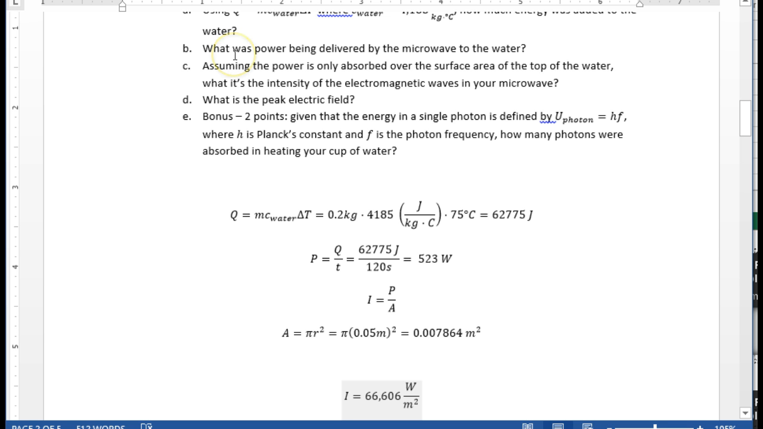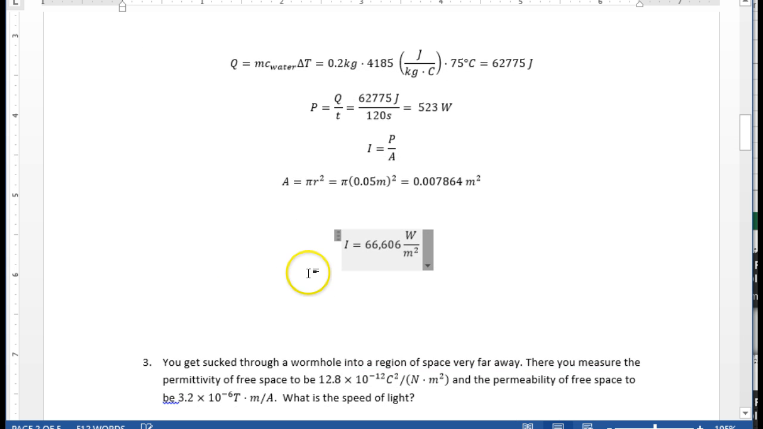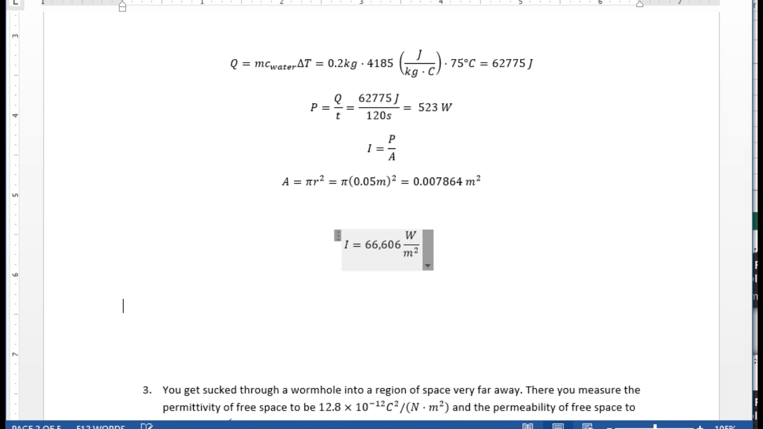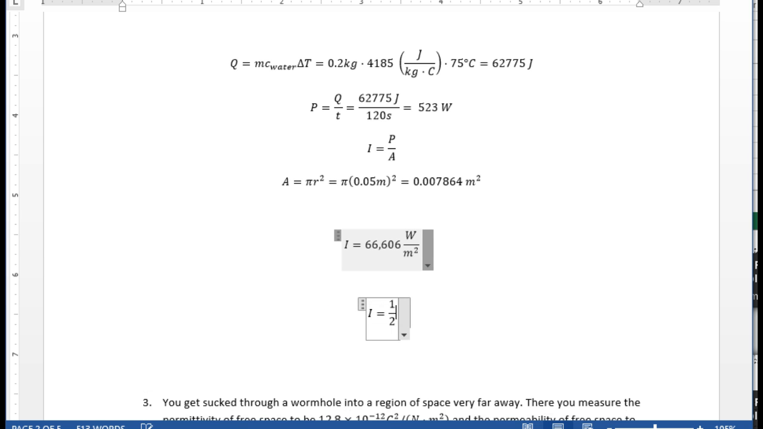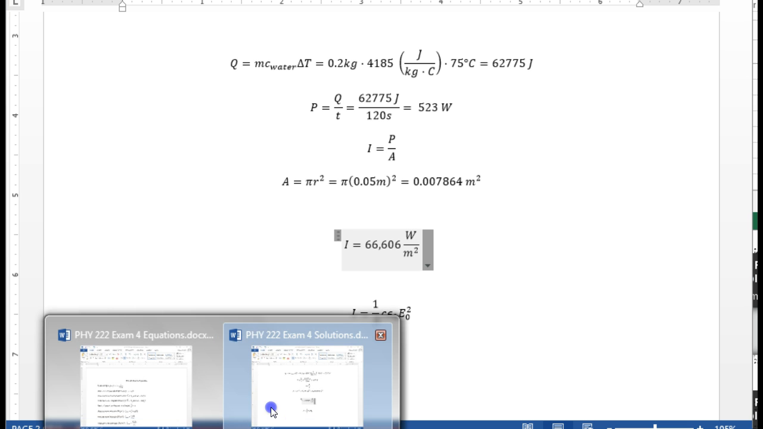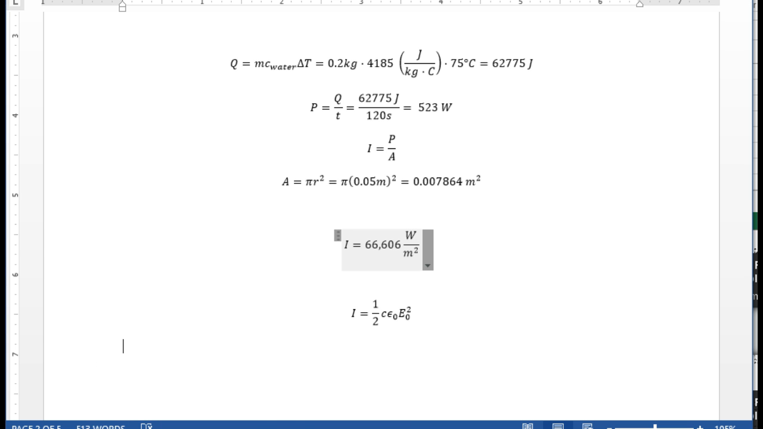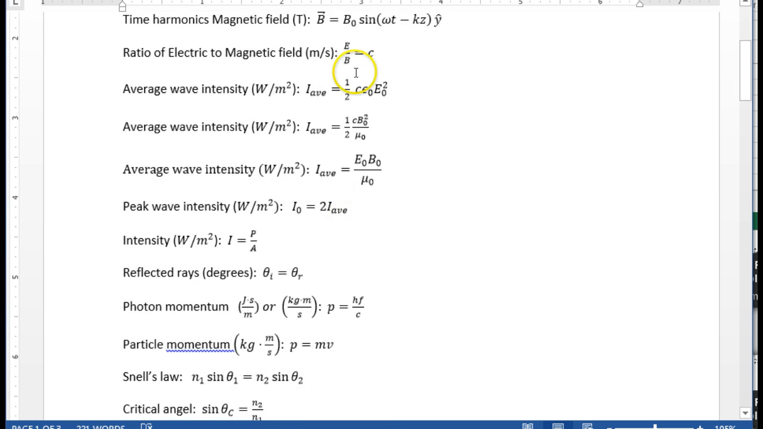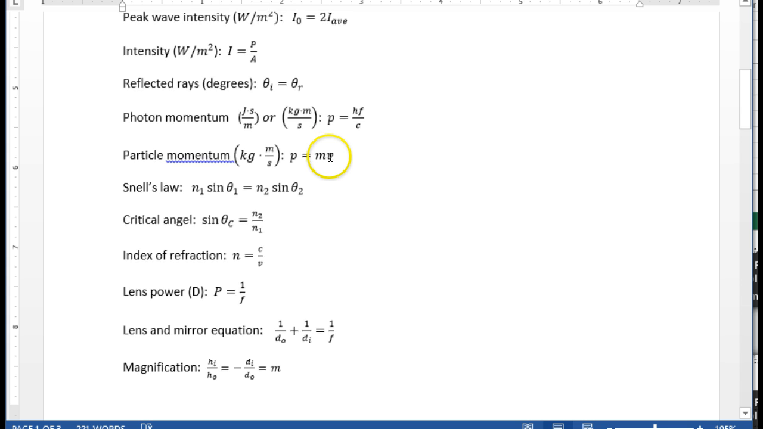Part C, assuming the power is only absorbed, oh no, that was part C, sorry. We've done part B, we've done part C. Part D, what is the peak electric field? Okay, so for part D, remember that the average intensity, which is what we've just gotten, is 1/2 c epsilon naught E naught squared. From our formula sheet, epsilon naught, there it is right there.